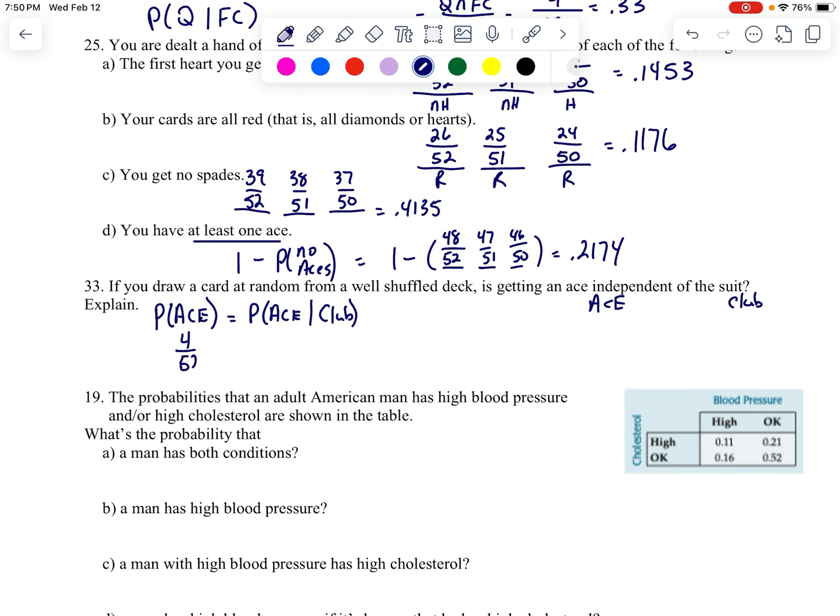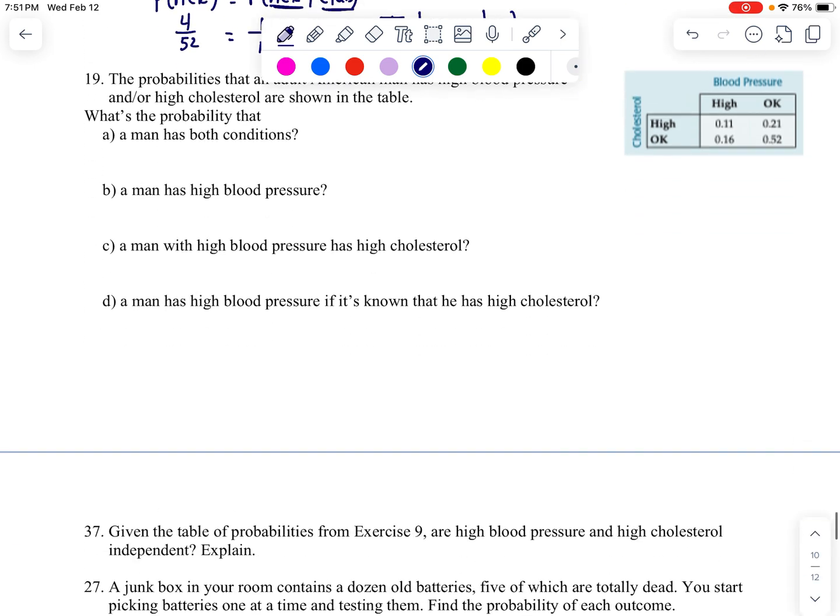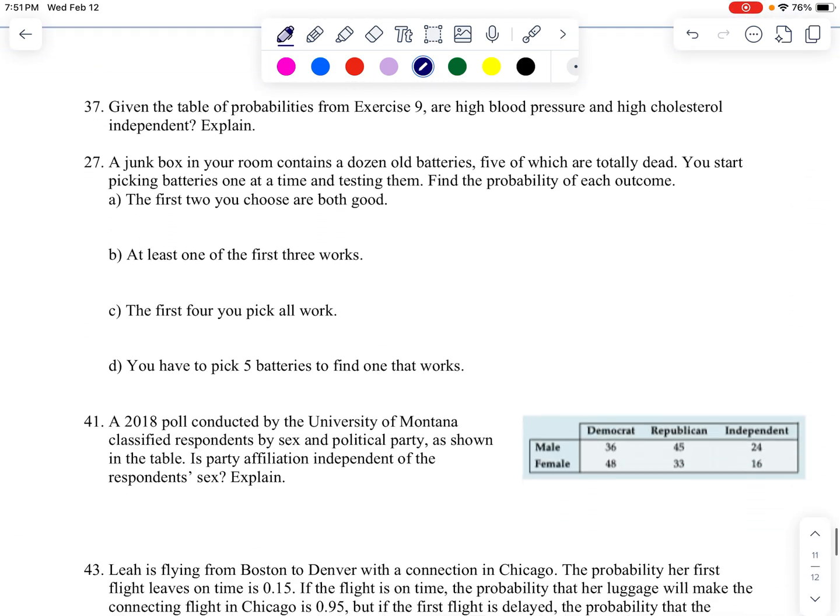So in our deck of cards, there are 4 aces, and there's 52 total cards. Now I know in this conditional probability, I have a club in my hand. What's the likelihood that it's an ace? Well, there's only 1 ace of clubs, and it turns out that these are the same because the 4/52 reduces down to 1/13, so they are independent.